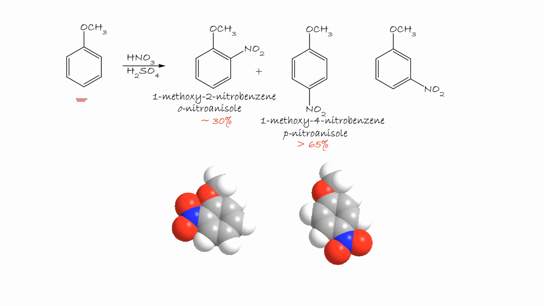Nitration of anisole with a nitric-sulfuric acid mixture leads to the formation of 30% ortho-nitroanisole, 65% para-nitroanisole, and traces of meta-nitroanisole. Why ortho 30 and para 65? It's clearly again the steric factors. Here is the ortho and here is the para. That makes the transition state as well as the intermediate in the case of para more stable than the nitro in ortho. So the para isomer will be more stable than the ortho isomer.